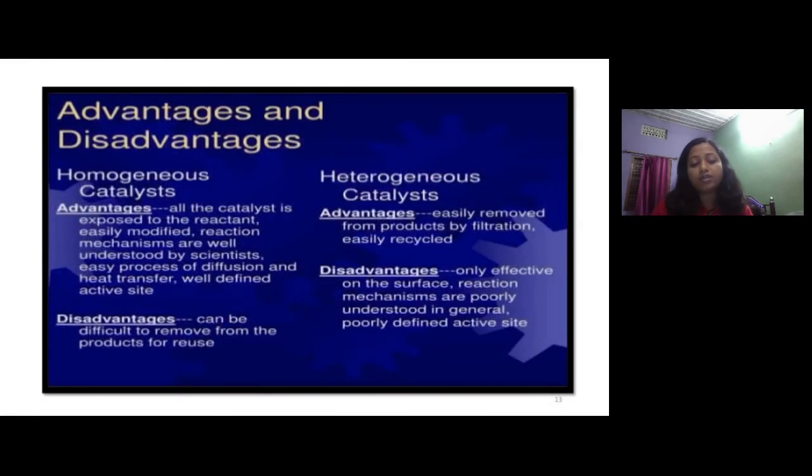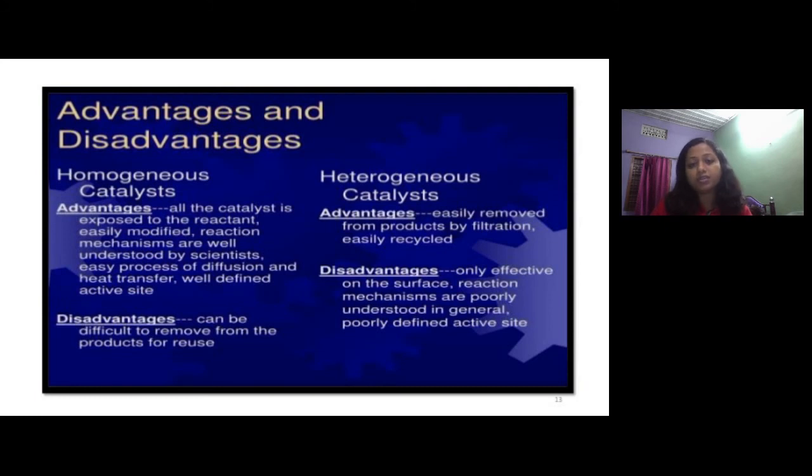And then what are the advantages and disadvantages? Advantages include, in case of homogeneous catalyst, all the catalyst is exposed to the reactant, easily modified. Reaction mechanisms are well understood by the scientists. Easy process of diffusion and heat transfer, well-defined active sites. And these are absent in case of heterogeneous catalysts.